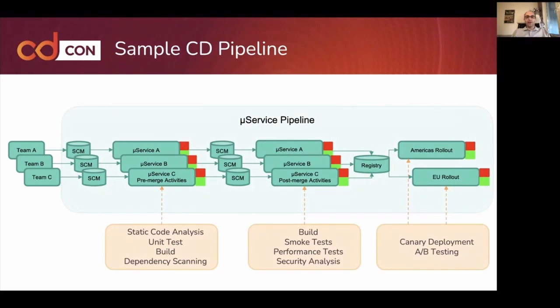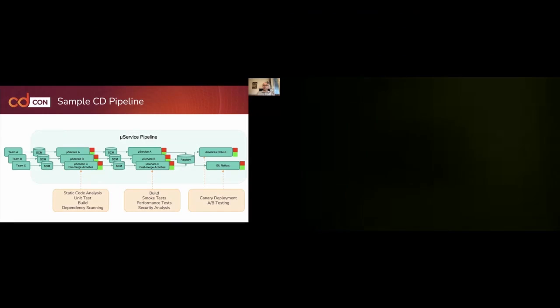And once the code is available in the main branch in the repository, it triggers a set of post-merge activities. And this could well be building container images, running some smoke tests, doing performance tests, and final security analysis. And again, this is yet another gate. And if the artifacts that are built as part of post-merge activities pass those gates, they end up on a container image registry, for example. And from there, they are rolled out to production in different regions, such as Americas and EU.